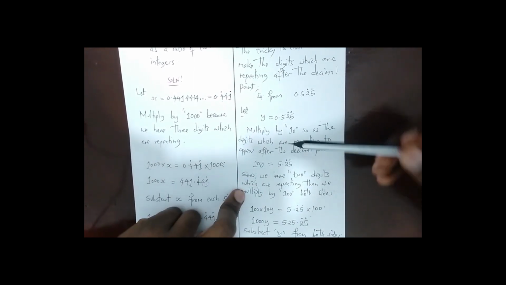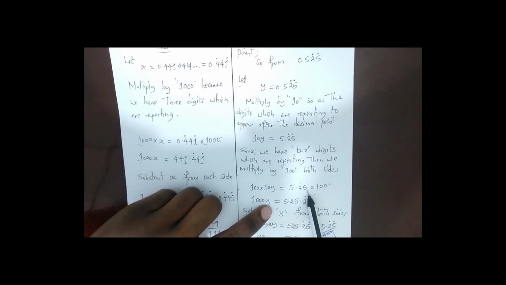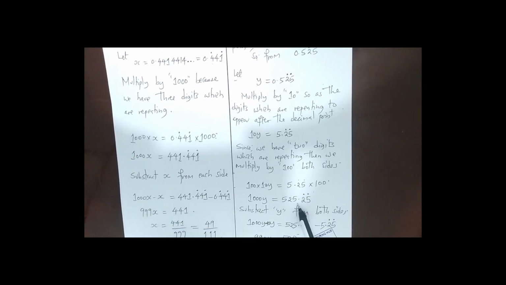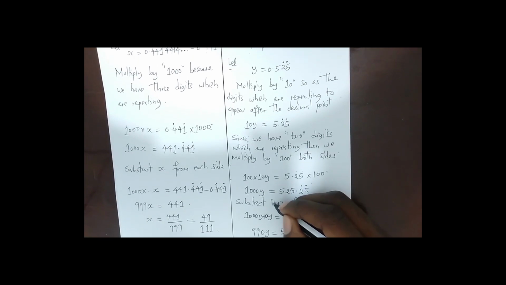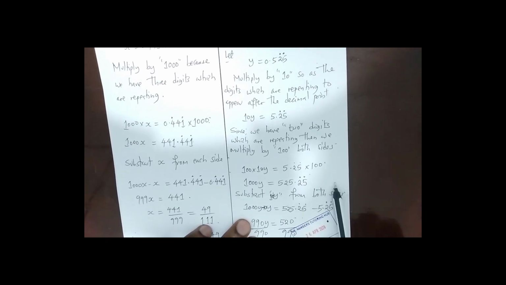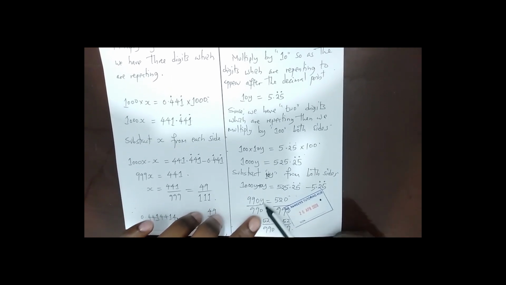Since we have two digits which are repeating, we multiply by 100 on both sides. You multiply 100 times 10y, which equals 5.25 with 2 and 5 repeating, times 100. Then you'll have 1,000y equals 525.25, with 2 and 5 repeating. After that, you subtract 10y from both sides. After you subtract 10y from both sides, you'll have 1,000y minus 10y, which equals 990y.